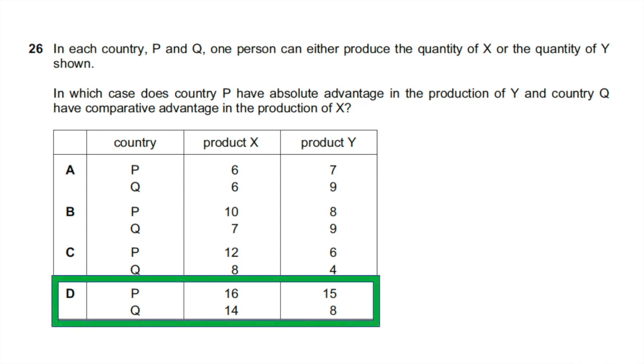P has an absolute advantage in Y when it can simply produce more than Q. That is the case in options C and D. To calculate comparative advantage, we have to calculate opportunity cost.